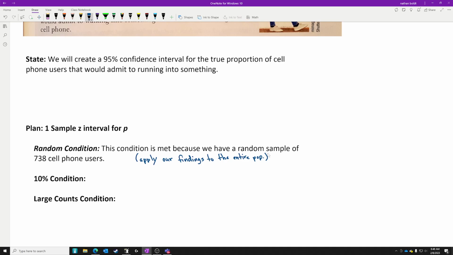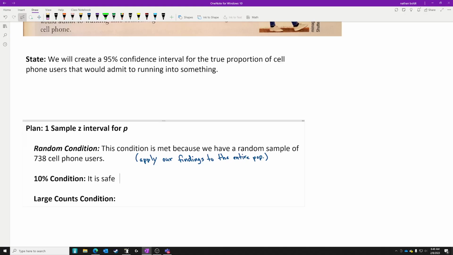So you can only apply your findings to people like those in your experiment. But here we actually took a random sample. And so we are allowed to apply these findings to the entire population. Next, the 10% condition. Do we meet the 10% condition? This is an assumption, but it's a pretty safe assumption.